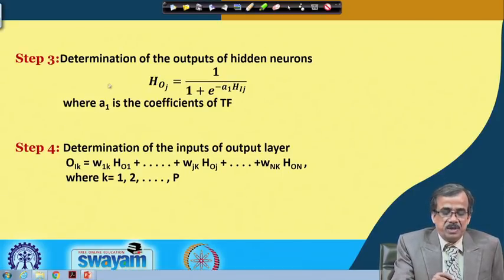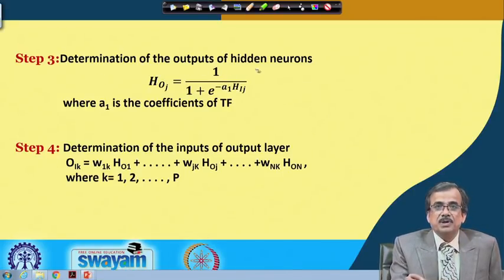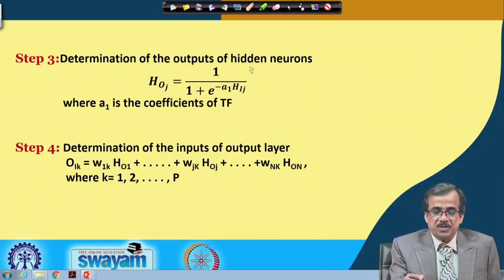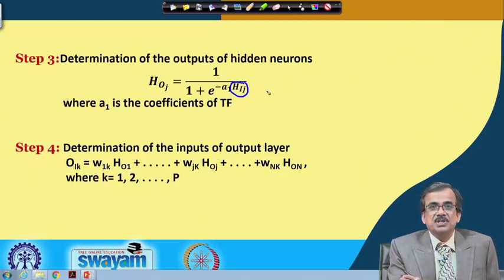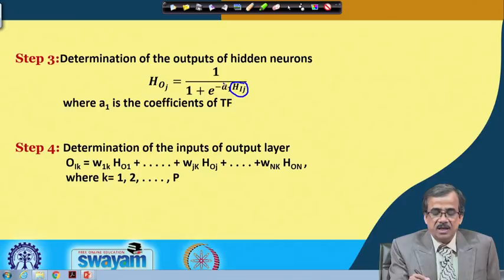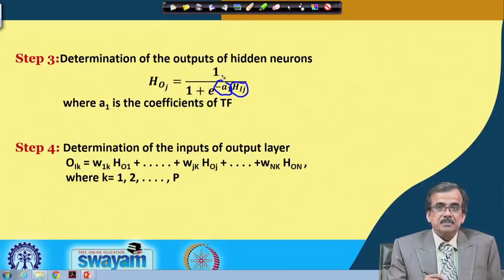Now, let us see how to find out the output. So, step 3, the determination of the output of the hidden neuron: Hoj, the output of the jth neuron lying on the hidden layer, is nothing but 1 divided by 1 plus e raised to the power minus a1 Hij. Hij is the input of the jth neuron lying on the hidden layer, and a1 is the coefficient of the transfer function.